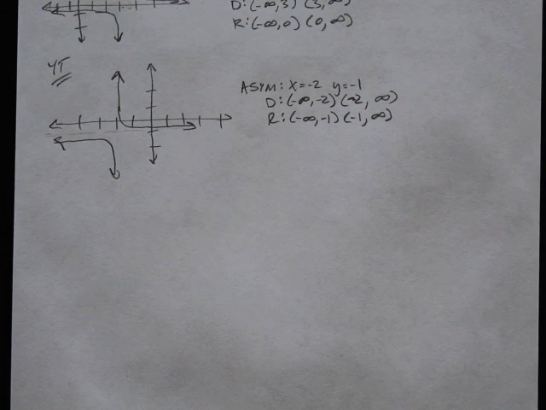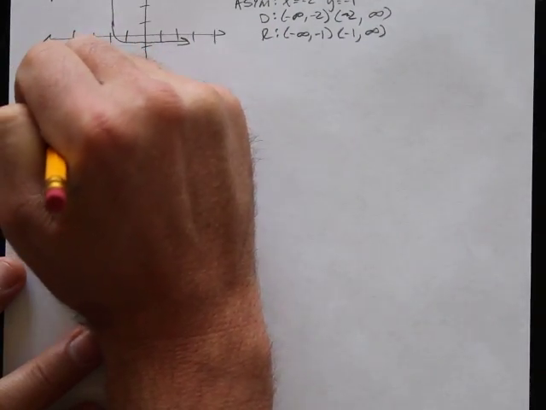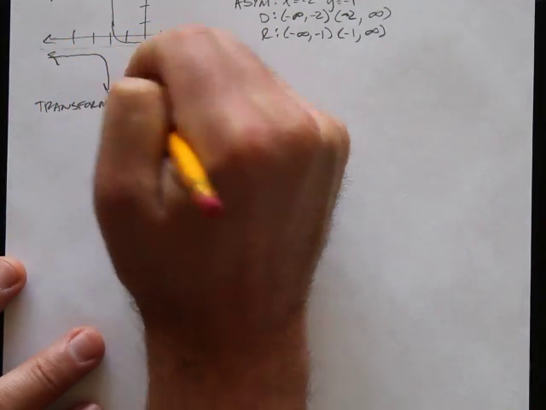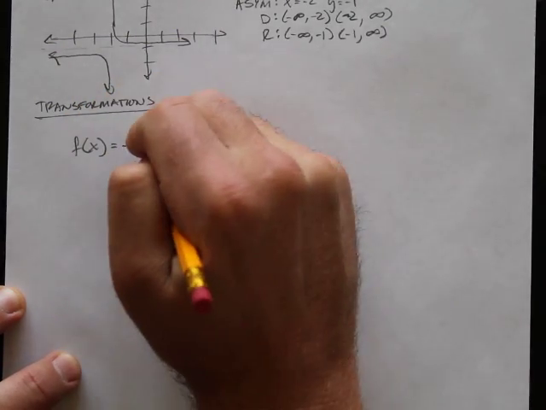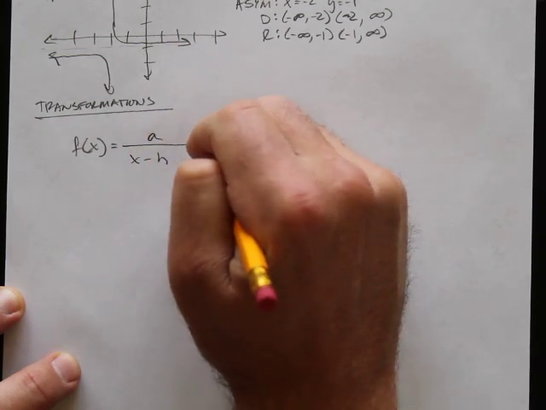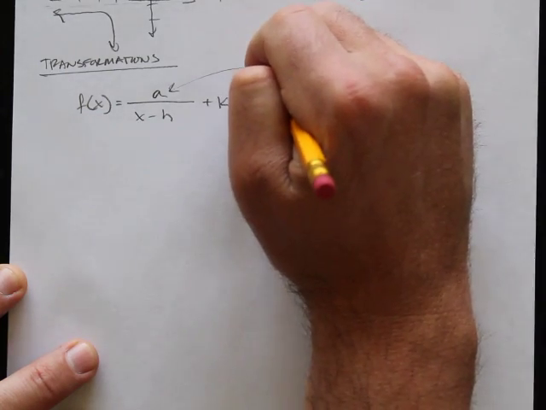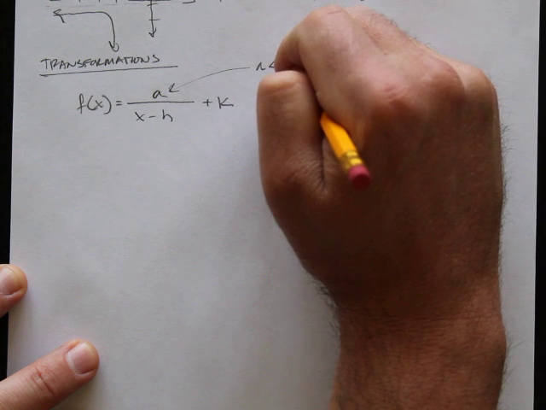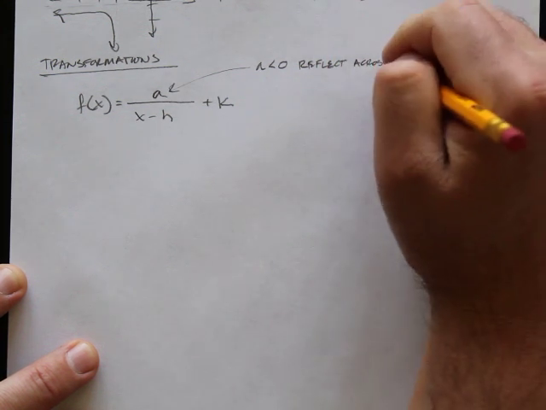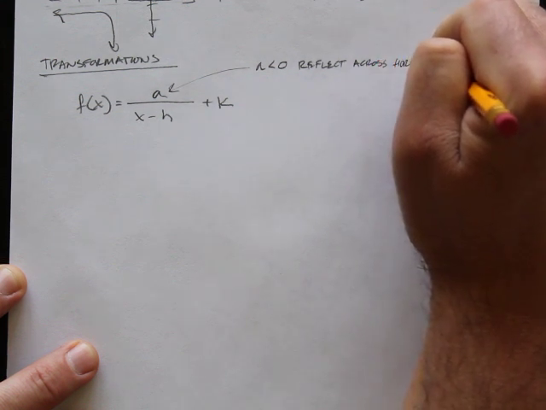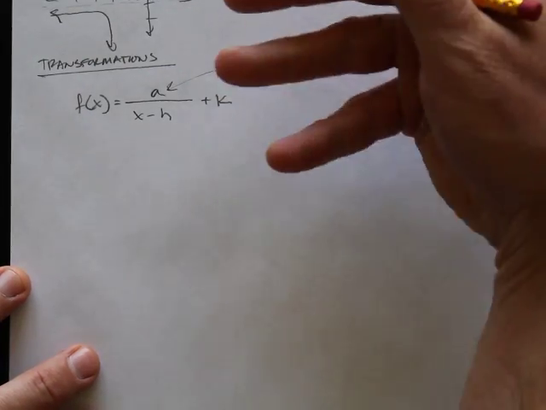There we go. Okay, now we are going to look at this last bit here, but it's a fairly significant last bit, transformations. Okay, so we're going to write f of x equals a over x minus h plus k. We're going to draw some arrows here. So a, if a is less than 0, as in if a is a negative number, this will reflect across the horizontal asymptote. So it'll reflect across the horizontal asymptote, whatever that horizontal asymptote is. So it'll go broop, broop.